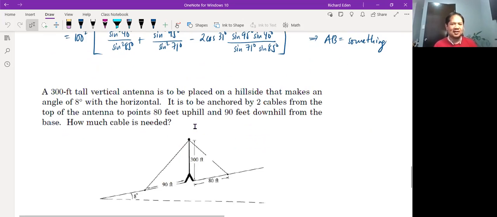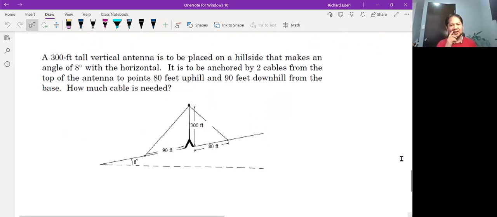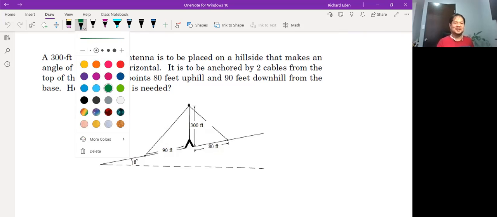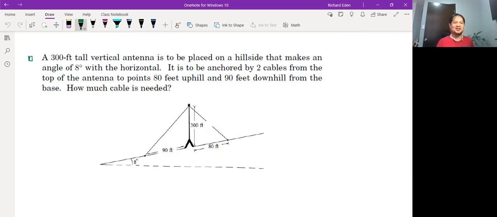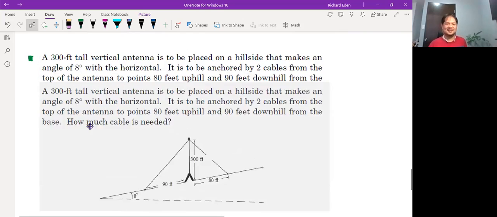Next, an antenna: a 300-foot tall vertical antenna placed on a hillside at an angle of 8 degrees to the horizontal. At 300 feet, it is no longer the tallest tower in the world. But I'm going to leave it here for you to try.